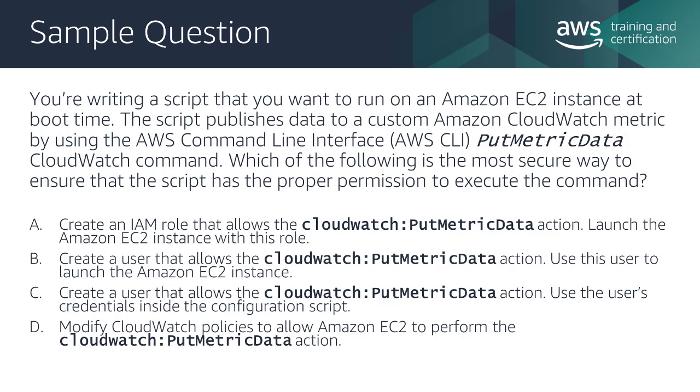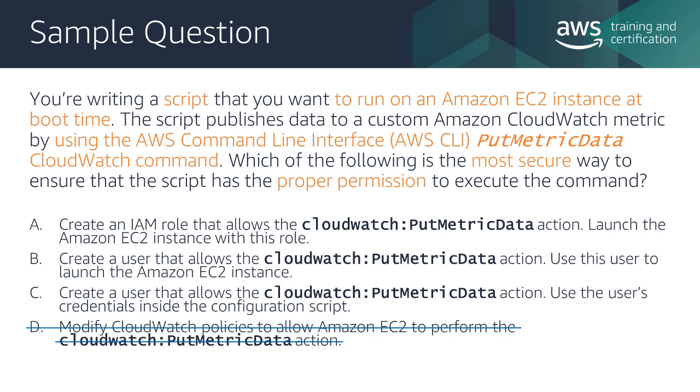Next question. Writing a script. It's going to run on the EC2 instance at boot time. This is going to publish data to CloudWatch metric using the CLI. It's looking at the put-metric-data CloudWatch command. What is the most secure way to ensure this script has the proper permissions to execute the command? So this requires understanding how metrics get put into CloudWatch, how to properly secure them down.